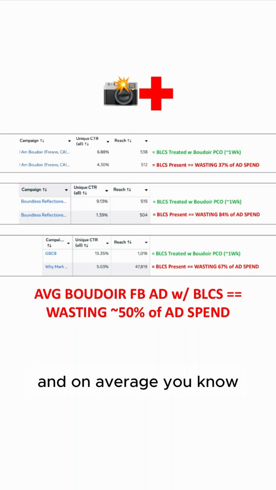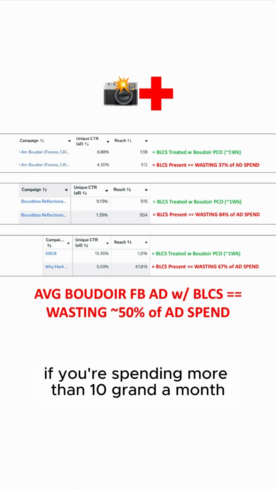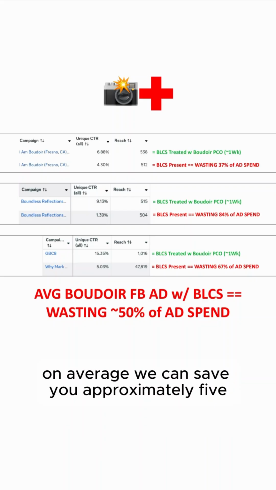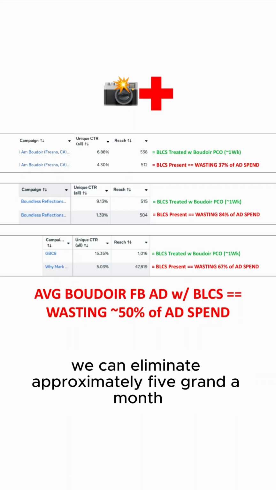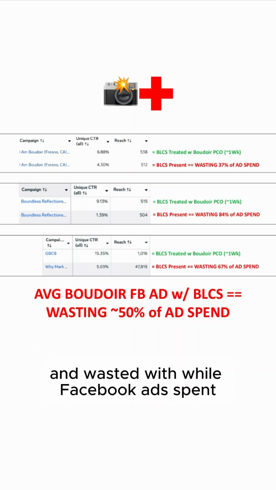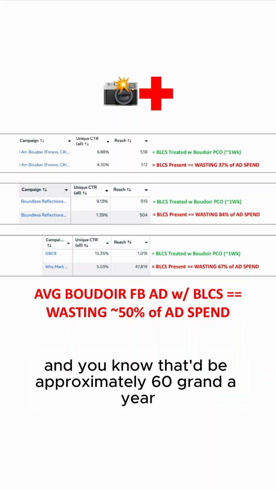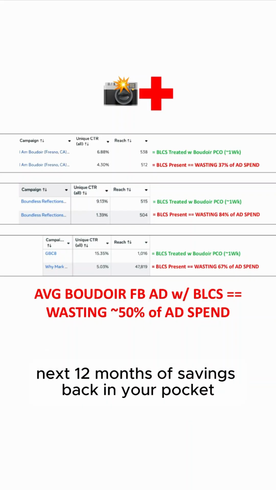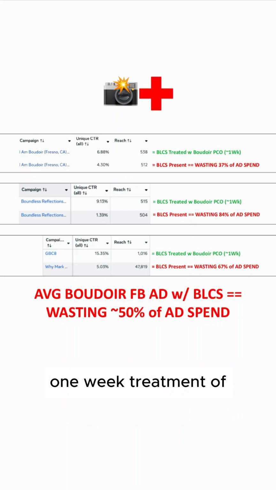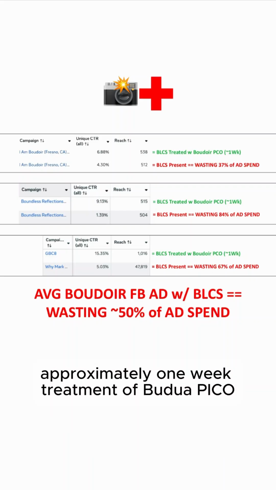On average, if you're spending more than 10 grand a month, we can eliminate approximately 5 grand a month in wasted Boudoir Facebook ad spend. That'd be approximately 60 grand a year, in the next 12 months, of savings back in your pocket for simply approximately one week of treatment of Boudoir Pico.